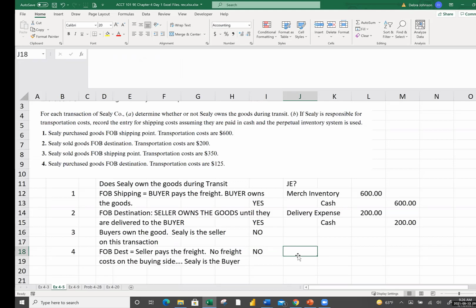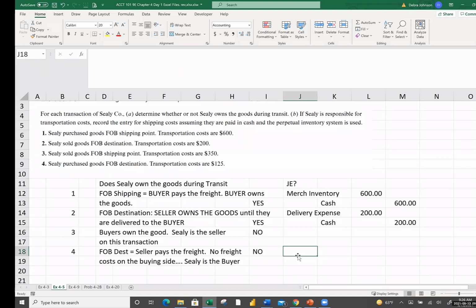Now, if that seems confusing, it is one of those cutoff issues that we're always looking for on audits. I have quite a few people that are interested in going into public accounting. And as a beginning auditor, one of the things you'll be looking at is those cutoff dates.